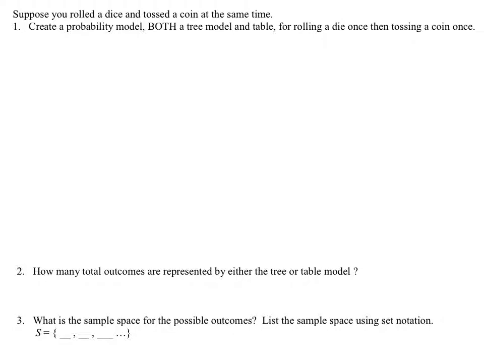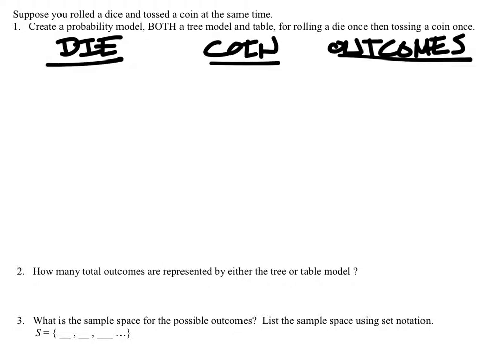Suppose you roll the die and toss the coin at the same time. Create a probability model, both a tree model and table, which is fine, for rolling a die, then tossing a coin once. Alright, so we got 2 things that are going to happen. We're going to roll the die, and then we're going to toss the coin, and then that should produce our outcome.